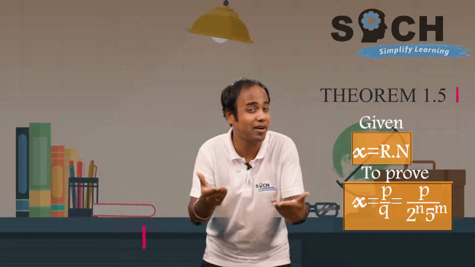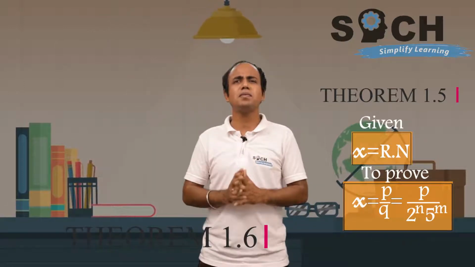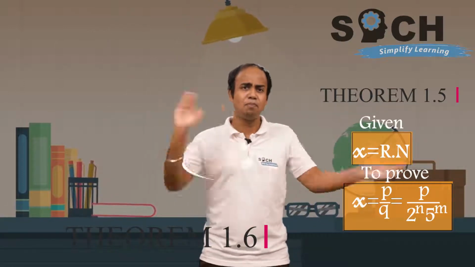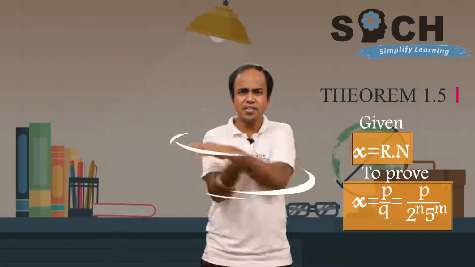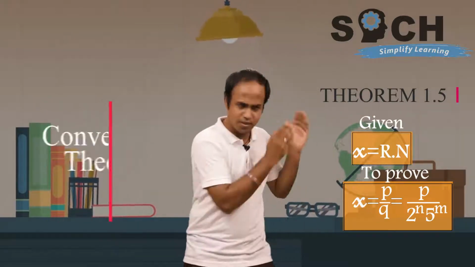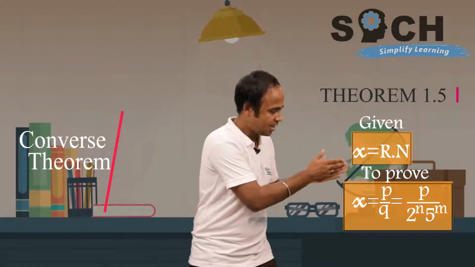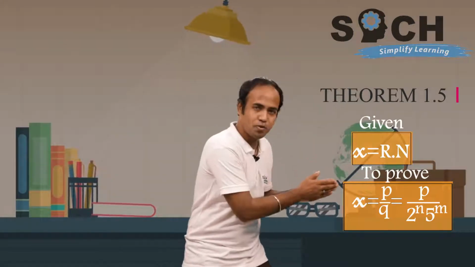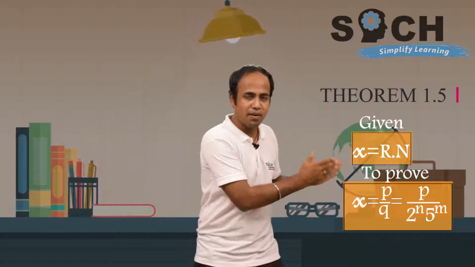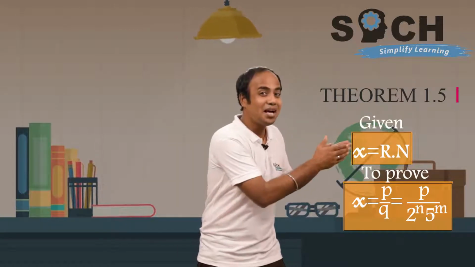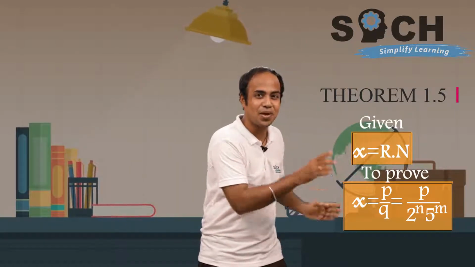Now what is theorem 1.6? Very simple. ये theorem को पलटा दो. We reverse this theorem, take the converse. So this is theorem 1.5. What is given? X equal to Rn. What is to be proved? X equal to P by Q equal to P upon 2 raised to n 5 raised to m, right?